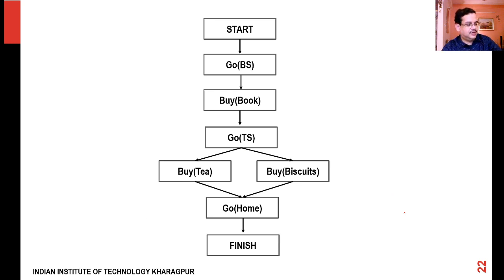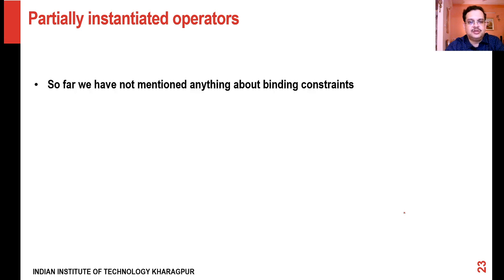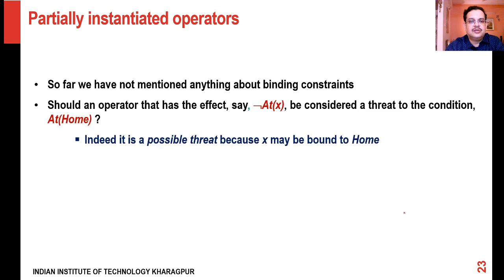Now there is something that we have skipped here. The thing we have skipped here is that there can be partially instantiated operators. That is, operators where not all variables are replaced with constants. So should an operator that has, for example, the effect not at x be considered a threat to the condition at home, right?